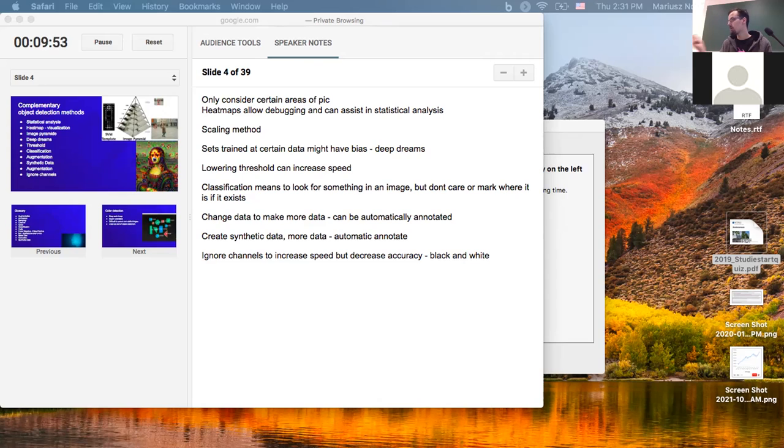Image pyramids, as I mentioned, scaling is an issue. If I have a picture of a human, you don't know if the human you're trying to locate is tiny or far in the distance or close to you, which means that you have to have some sort of scaling method.